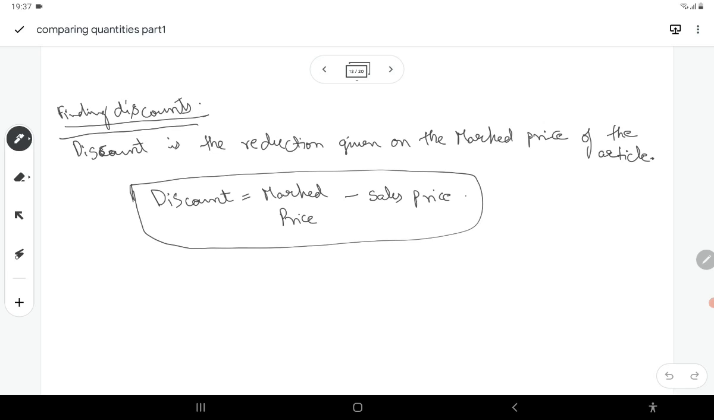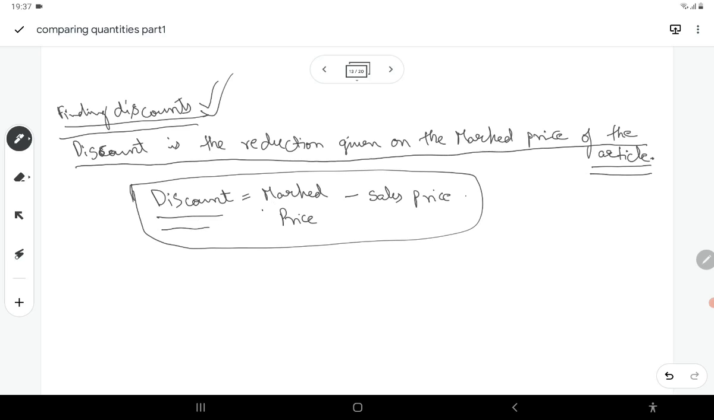So the next concept is about finding the discounts. What is discount? Discount is the reduction given on the marked price of the article, and the formula for discount is marked price minus sales or selling price of the article.